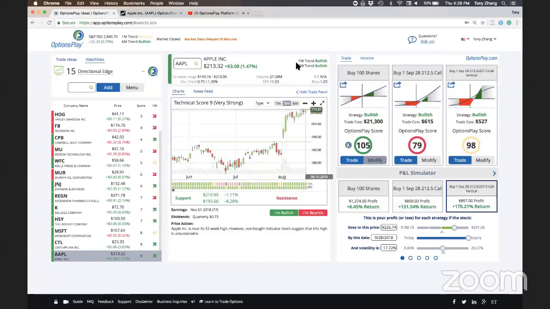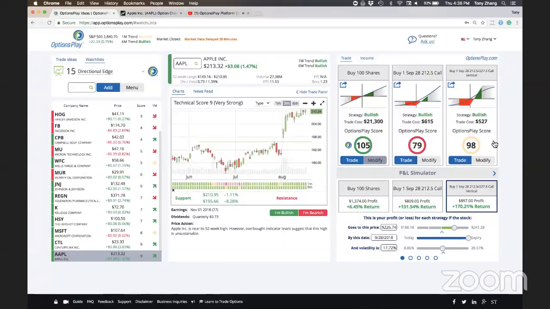So as you can see, Apple here, the 1 month and 6 month trends are bullish. The technical score here is very strong, telling me this is a stock that's outperforming the overall market, and the trend has continued to move higher over a period of time. So maybe you're looking for some bullish opportunities. So I'm going to click on I'm bullish.